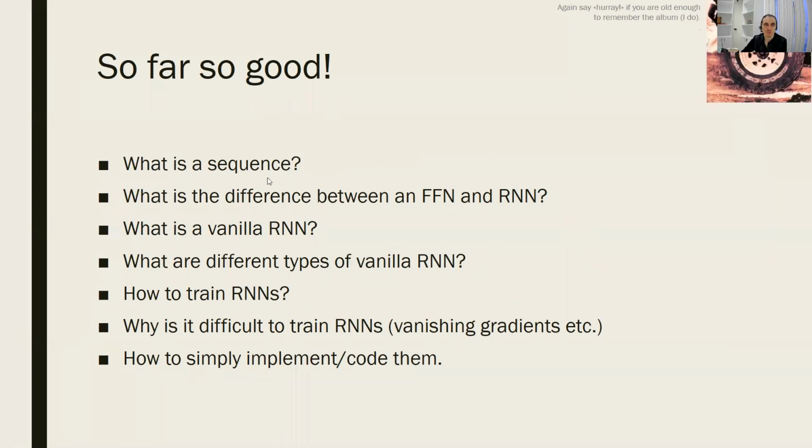We talked about what is a sequence in the previous weeks. We have talked about what is the difference between a feed-forward neural network and a recurrent neural network. We have defined the vanilla RNN, that feedback connection, and what does it mean and what is the purpose of that feedback connection. We have talked about different types with respect to input and output connections. And we've talked about how to train RNNs.